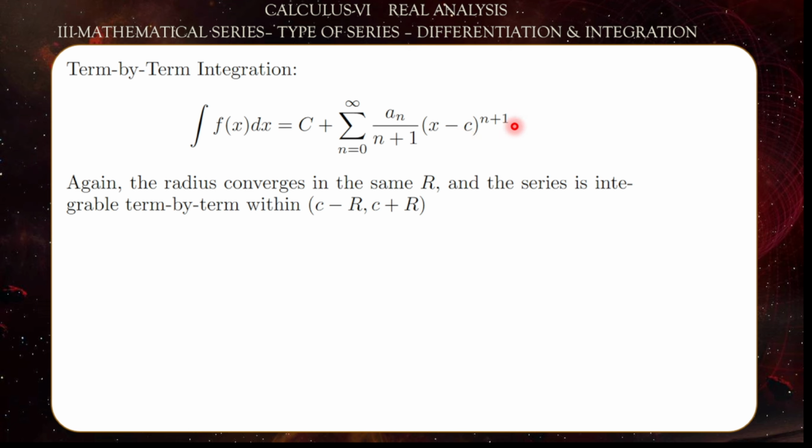Because as a reminder, if you're integrating x squared, for example, you add the power and then you divide by that added power. So the integral of x squared gives us x cubed, which is x to the power of 2 plus 1, divided by 3, which is also 2 plus 1. So the same way here, you have sigma an times x minus c to the power of n becoming, after integration, an divided by n plus 1, times x minus c to the power of n plus 1.